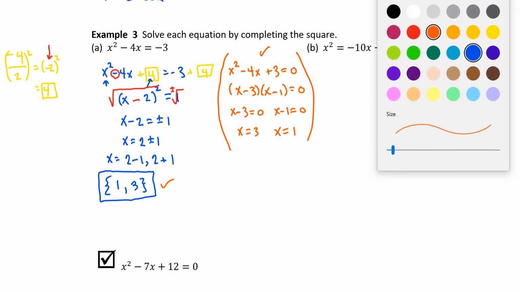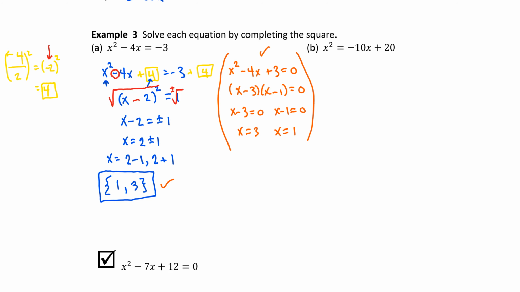Now let's try the next example. Example B, solve by completing the square. So when we solve by completing the square, we have to have our quadratic and our linear terms together on one side and nothing but a constant left over on the other side, right? Then we're going to do our process of completing the square. We're going to take our linear term's coefficient, divide by 2, and square. That's the same process every time.